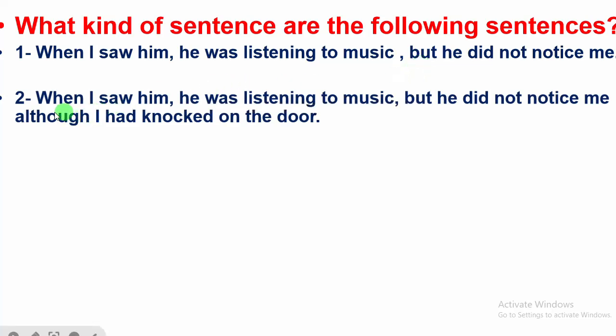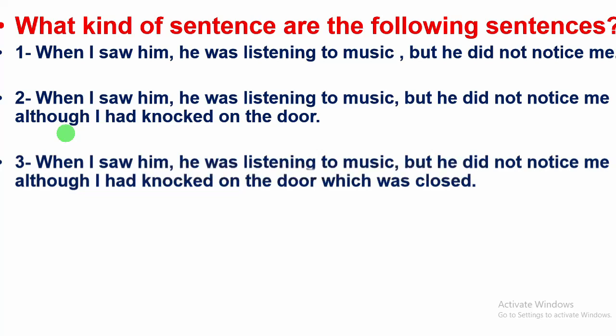We will see. When I saw him, he was listening to music, but he didn't notice me, although I had knocked on the door. Let's consider that structure. Here I have when, which is a subordinating conjunction, and but, which is a coordinating conjunction. Then again, although, which is another subordinating conjunction. So what type of sentence is that? All of these we call compound complex sentences, as we shall see right now.